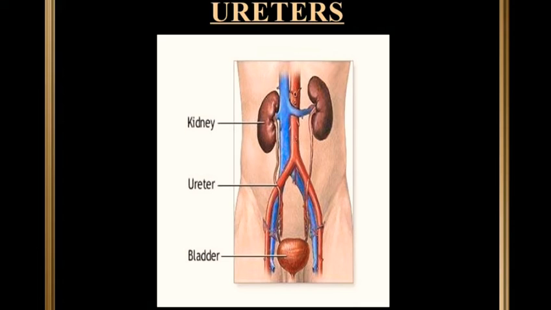The ureters are tubular structures which are approximately 30 centimeters in adults, and they pass from the pelvis of each kidney into the bladder. The ureter is a tube which carries the urine from kidneys to the urinary bladder. There are two ureters, one attached to each kidney. The upper half of the ureter is located in the abdomen, and the lower half is located in the pelvic area.